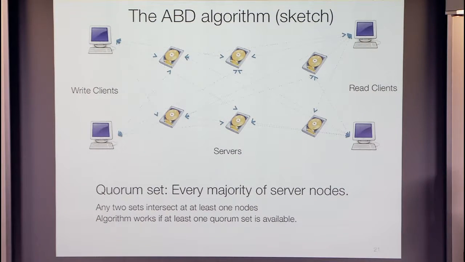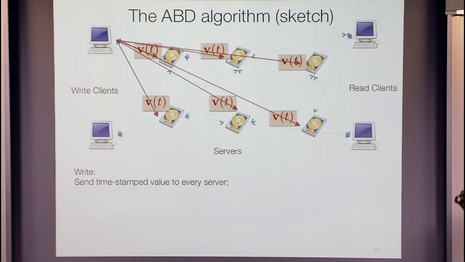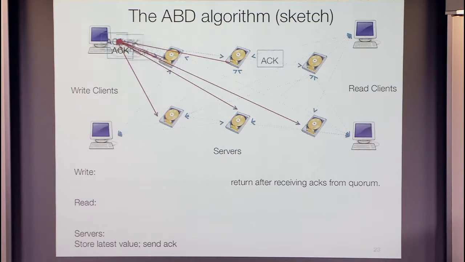That's the main idea. Because when I send a packet to a server, I don't know if it has failed or not. So this should make more sense in these pictures. There's a value that comes up. This is the write protocol. It sends the value to all the servers, right? And then the servers send an acknowledgement. That's the server protocol. As long as it gets acknowledgements from a quorum, from a majority, it returns. That's basically the write protocol.